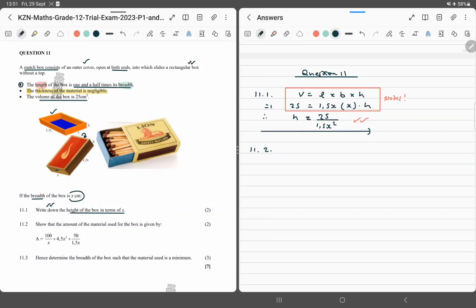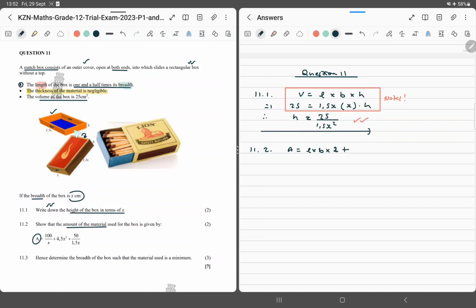11.2. It says now show that the amount of the material used for the box is given by, you can tell that this is the area covered by those things. So the area here is going to be the area covered by that little box there. So it's going to be length times breadth. This one is going to be this portion and that portion, so there's 2 of them. So we're going to multiply this by 2.